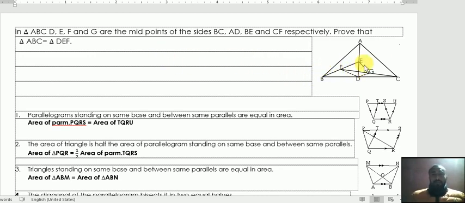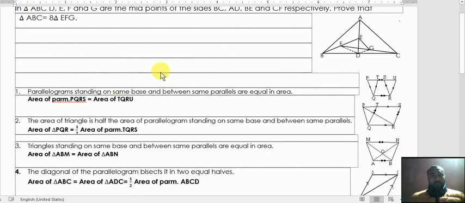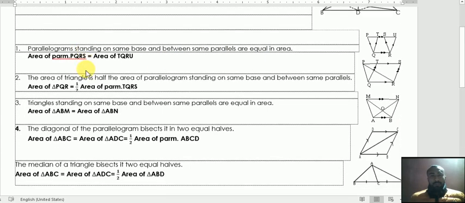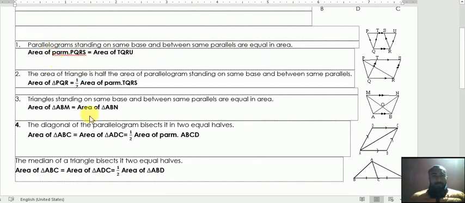So here you can see we are asked to prove the areas are equal. So we need to recall the theorems that are related to areas. First of all, we have read: parallelograms standing on the same base and between the same parallels are equal in area. So this was the first theorem that we have read.